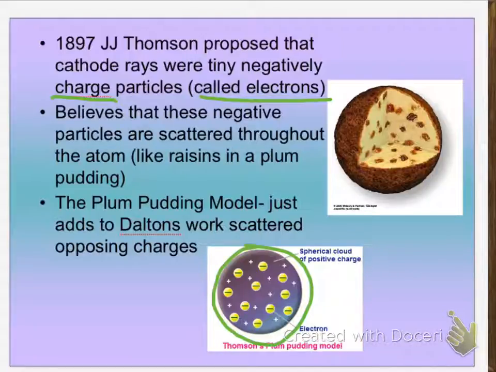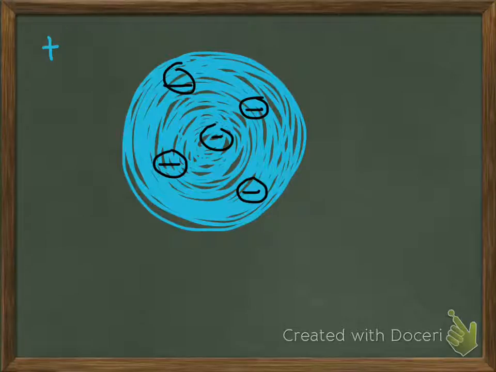So it doesn't change Dalton's model really much. I mean, now we know that the atom can be subdivided. But what it adds is that there are these little pockets of opposing charge, and overall the whole thing's neutral. So that is the plum pudding model. So in this new plum pudding model, we have this big thing, and it's all positive except for these little tiny pockets, these little tiny raisins or blueberries or whatever you want to call them, chocolate chips.